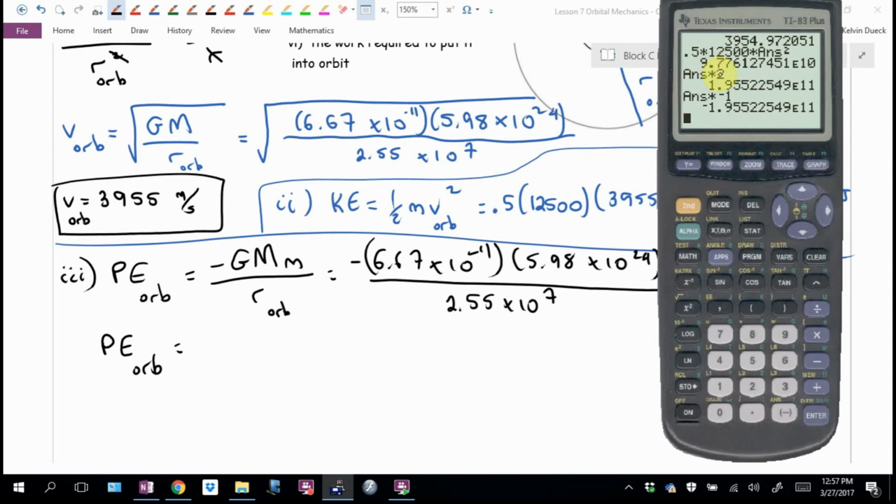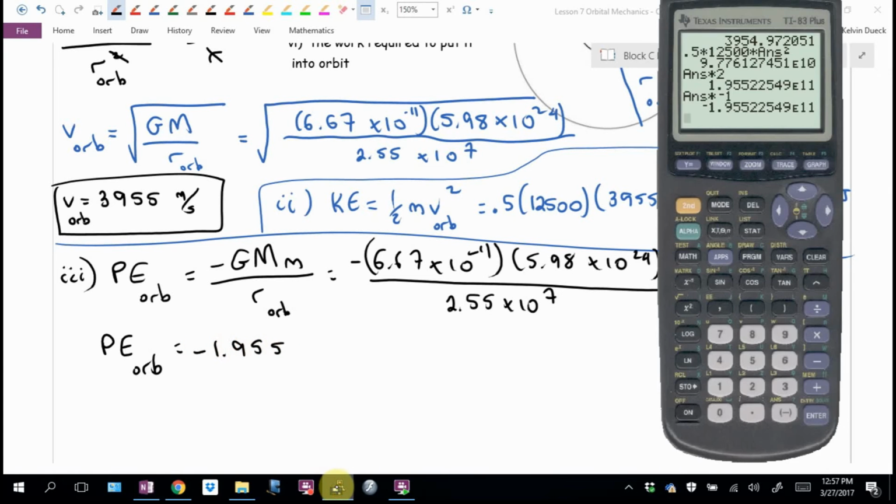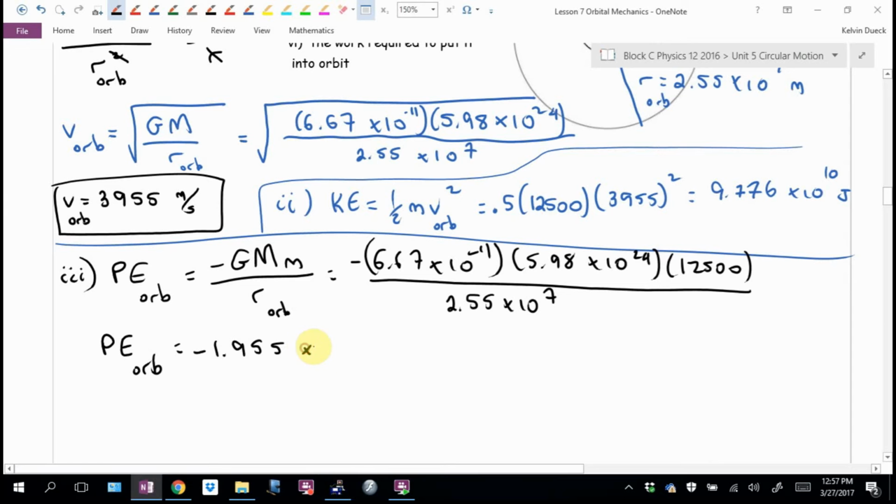Mr. Duick, you didn't type all that. You just went this number times 2. Yeah, I did. Patience. There are clever shortcuts that you can survive without, but one of the things I'm going to do today, Marcus, is show you some of the clever shortcuts as well. I am going to write down the answer. Negative 1.955 times 10 to the 11th.